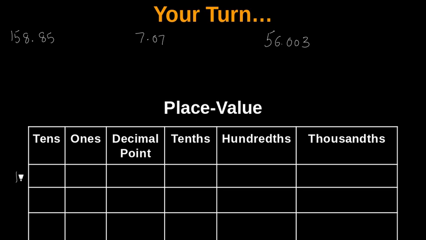To help you understand it better, it would be nice to fix it in a place value chart before you write your answers. So our decimal point remains here. What is the number before the decimal point? 158. So we can begin to fix this in the place value chart. Here we have 8 in the ones place, 5 in the tens place, and we have 1 right here.